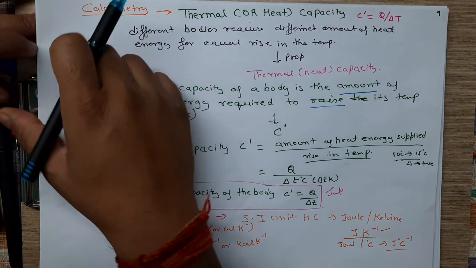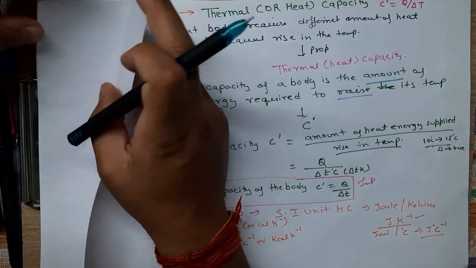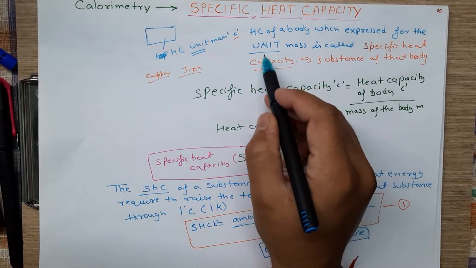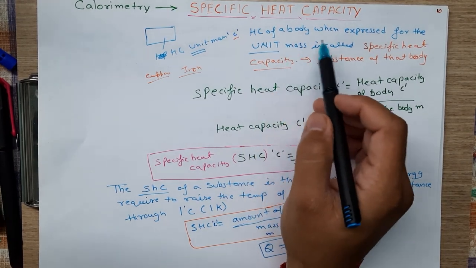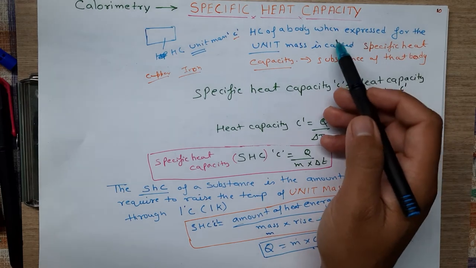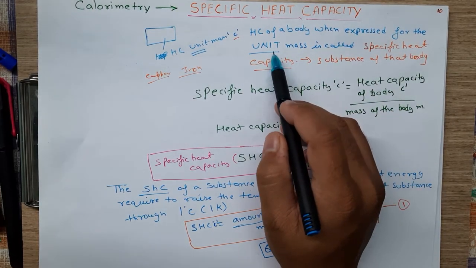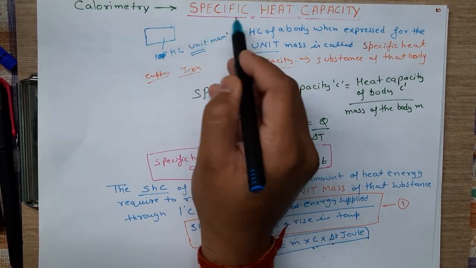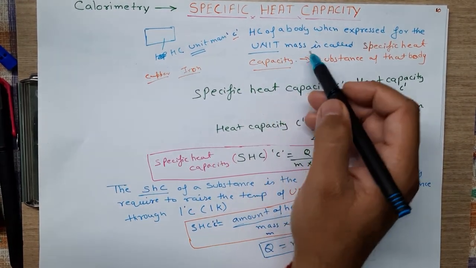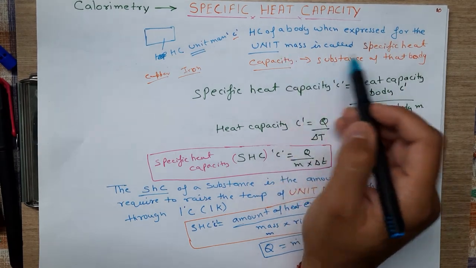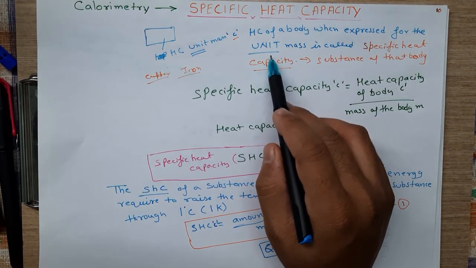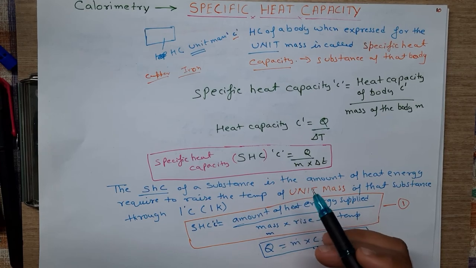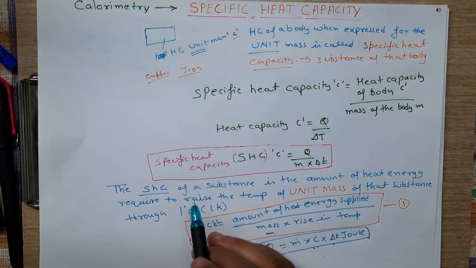It is talking about the entire body by 1 degree Celsius or 1 Kelvin, whereas in case of specific heat capacity, we are talking about the unit mass, right? So it is the amount of heat energy required to raise the temperature of unit mass. Since it is written as specific, you have to be very specific, that is unit mass, of the body by 1 degree Celsius. So this is the very first difference.